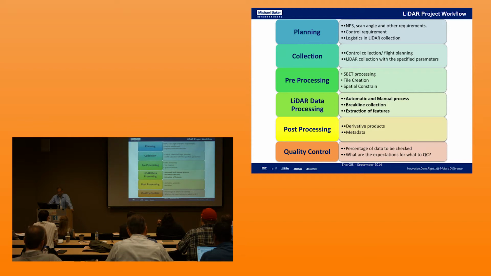So once you have the ground points, and once you have the breaklines, you get into the post-processing, that is where you create the derivative products. As I said, it can be the DEM grids, contours, and so on and so forth. And of course, quality control is an integral part of any LiDAR project, and it is applied across each phase of the activity.